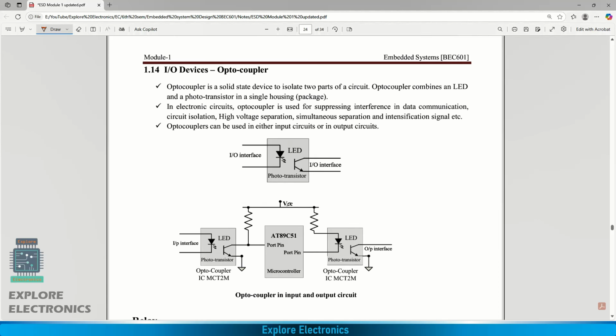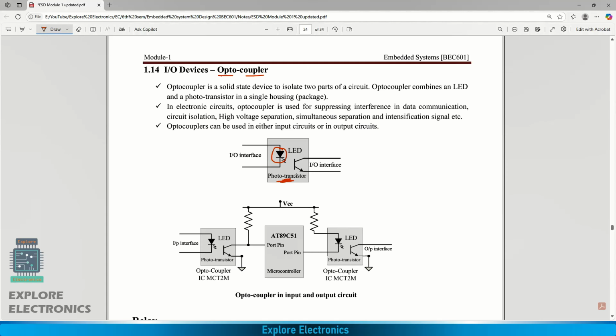Then comes the output device called optocoupler. Optocoupler in the sense it is an LED and a photo detector, we can say. So you can see here a photo transmitter device. Then let's see the optocoupler. Photo transmitter in the sense whenever the LED is turned on, there is another device to detect that and it will pass on the signal.